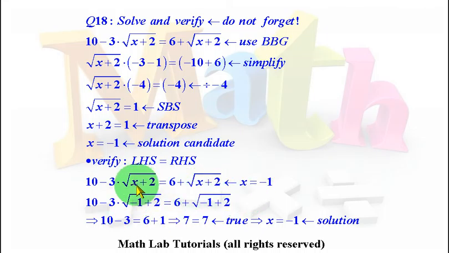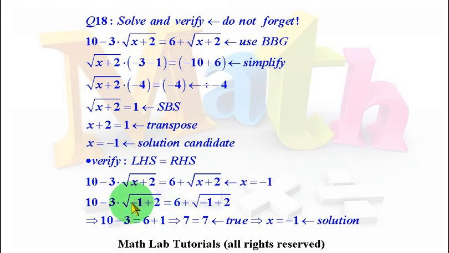When we do that substitution, on the left, we get 10 minus 3 root minus 1 plus 2. There it is. On the right, we get 6 plus root minus 1 plus 2. There it is. If we continue to simplify, on the left, we get 10 minus 3, and then root 1, because 2 minus 1 is 1.